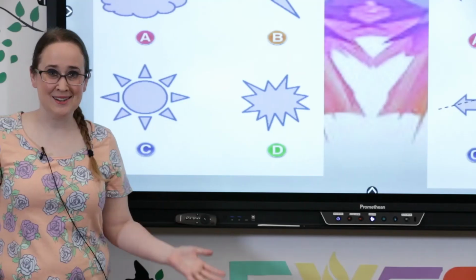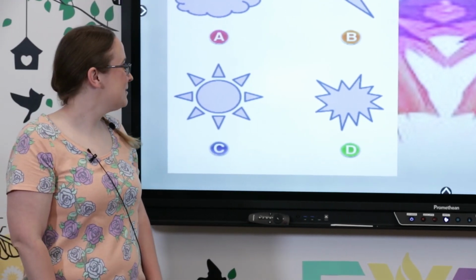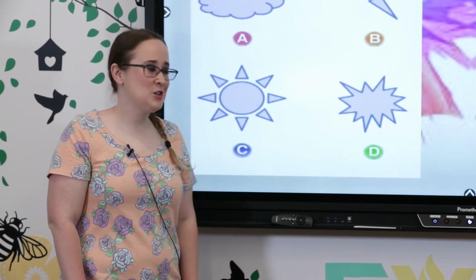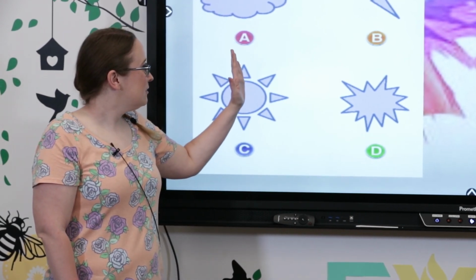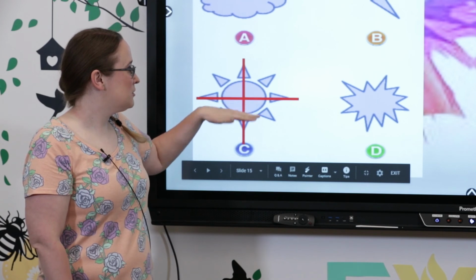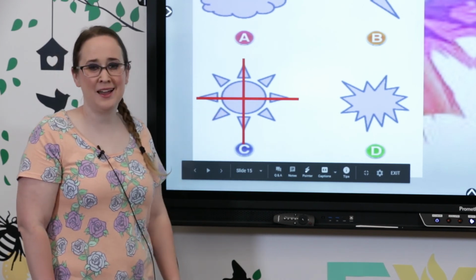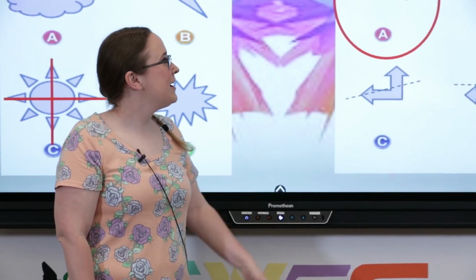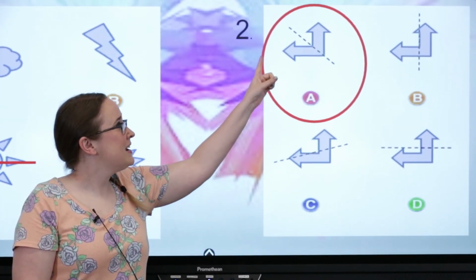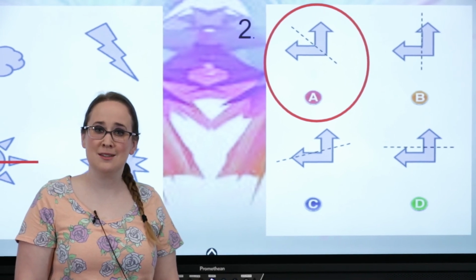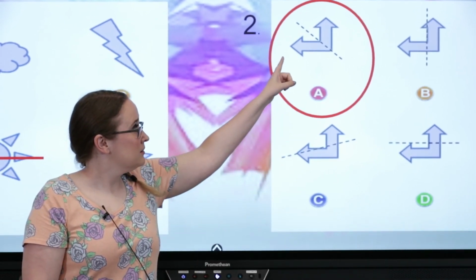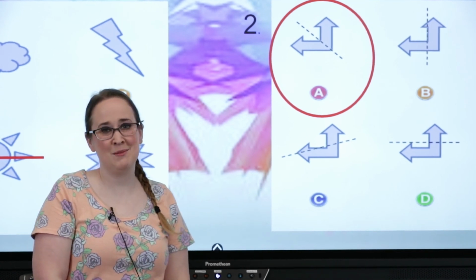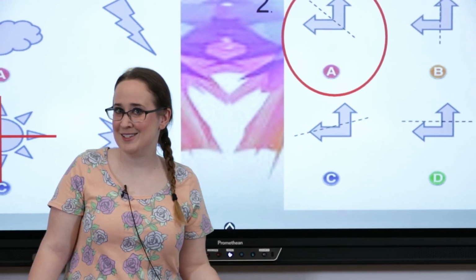Let's see how you did. On number one, we should have picked C for the sun. You can actually make a vertical and a horizontal line to show the lines of symmetry. And on number two, our answer would be A. A diagonal line would match those arrows up just perfectly. The other ones wouldn't match up just right. So, how'd you do?